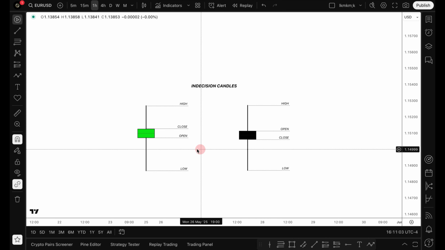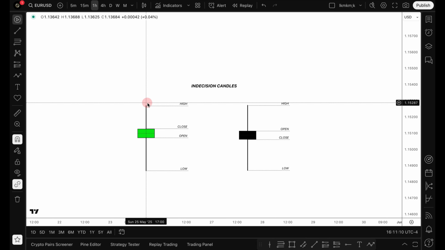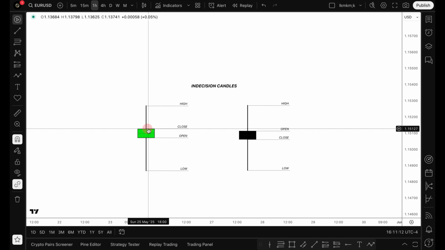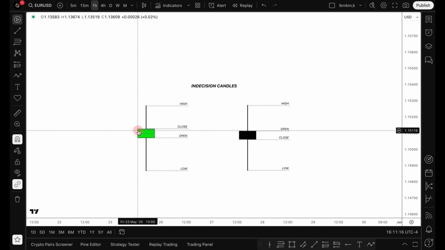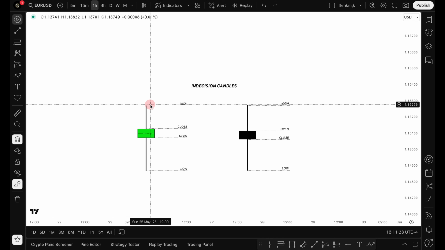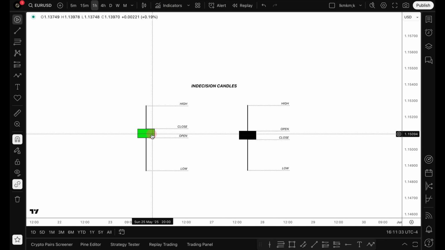So we got the price open here, price then moved lower, then it moved higher, and then we got the close, but the close was relatively close to the open. So price is basically at the midpoint of the range, and we don't know. The reason why it's indecisive is because we don't know if price wants to move higher to target the high or move lower to target the low, because it's currently at the midpoint.